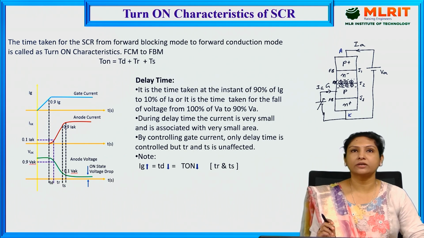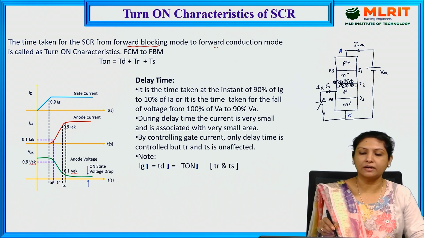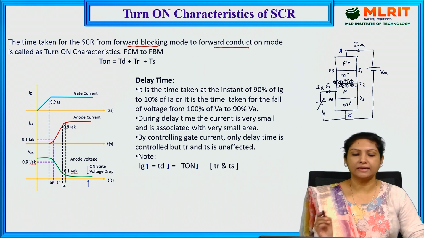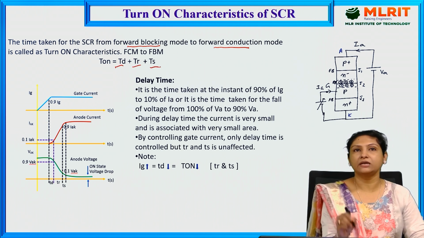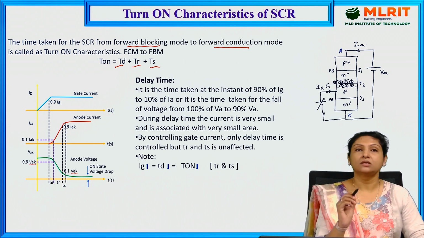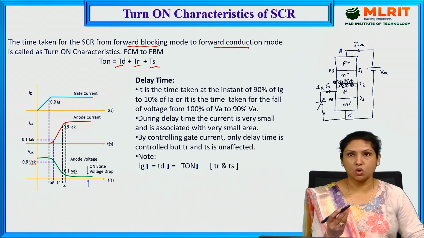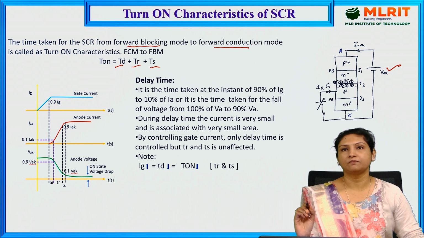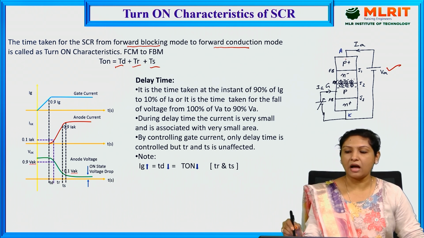Then, turn-on characteristics of SCR. The time taken for SCR from forward blocking mode to forward conduction mode is called turn-on time of SCR. And this turn-on time includes delay time, rise time, and spread time. As we have discussed previously, the moment when we intend to turn on the SCR, at that instant, we apply the forward voltage such that anode is made positive and cathode is made negative.